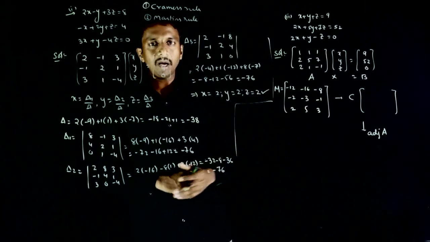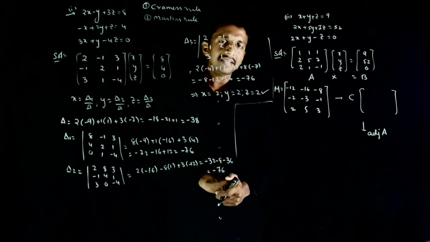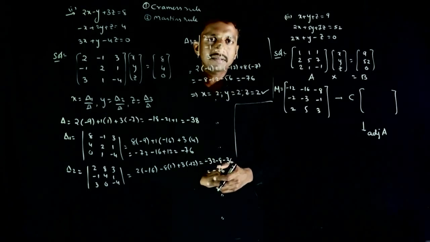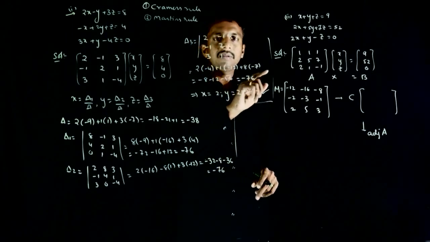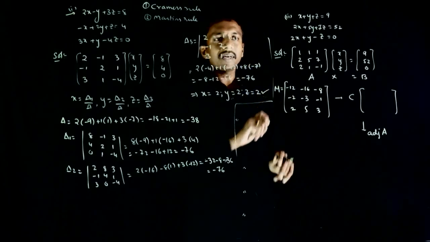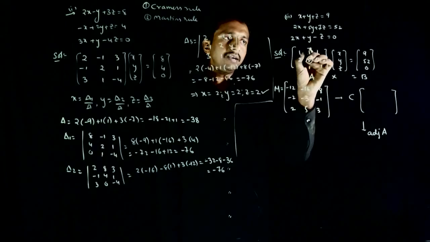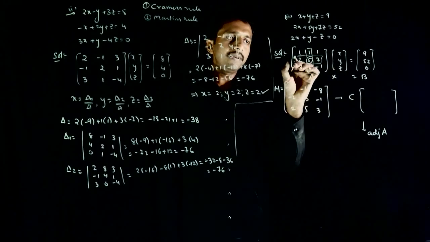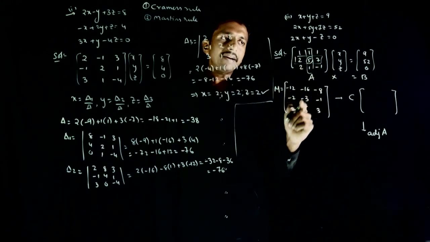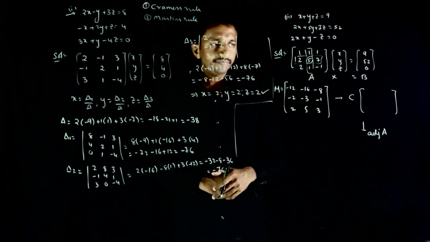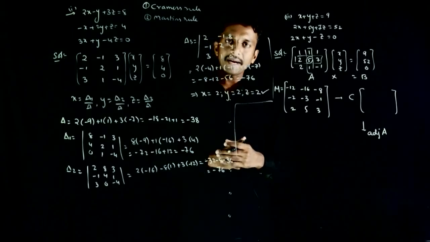So I hope you have studied how to find the minors. Minor is nothing but the determinant of the submatrix after removing the row and column corresponding to any particular element. मान लीजिए minor of 5 चाहिए, so आप 5 का row and column को eliminate करके remaining submatrix का determinant निकालना पड़ेगा. Minus 1 minus 2 is minus 3. So this is how I find minors.